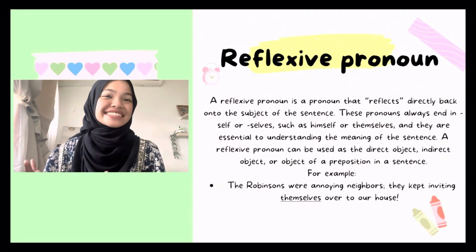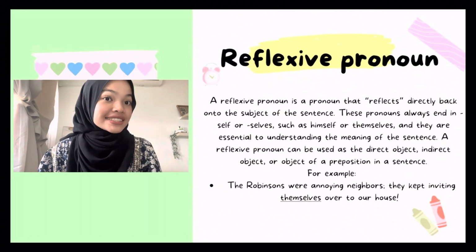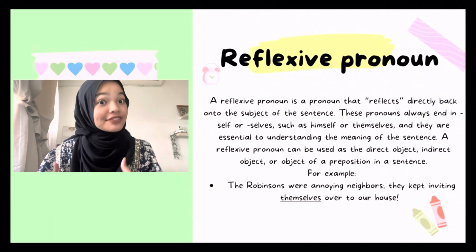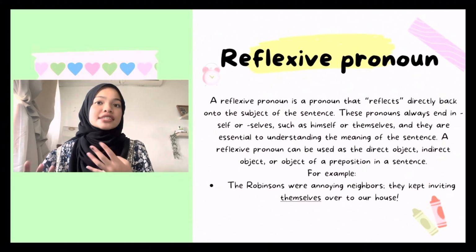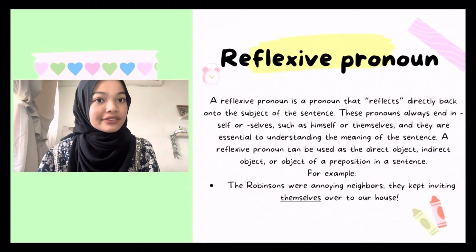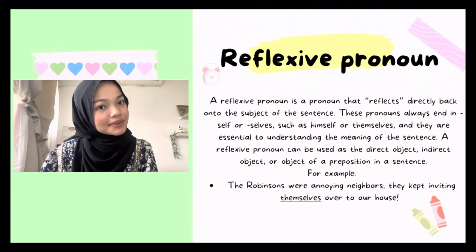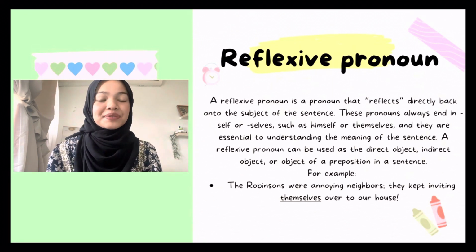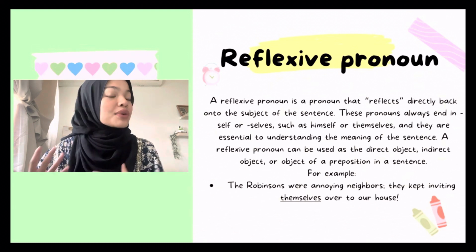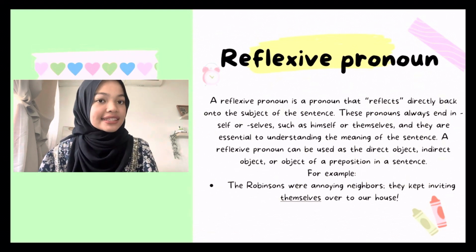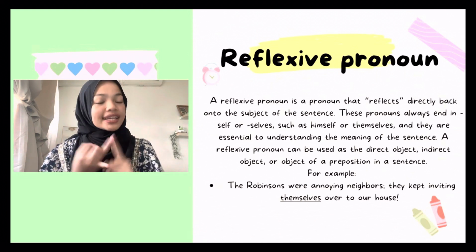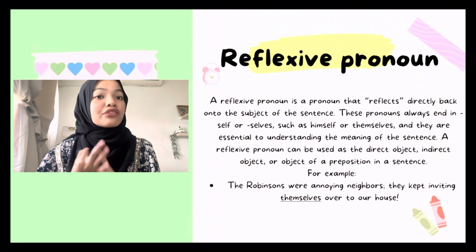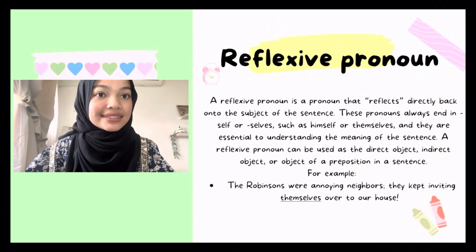So, what is a reflexive pronoun? A reflexive pronoun is a pronoun that reflects directly back onto the subject of the sentence. This pronoun always ends in self or selves, such as himself or themselves. And they are also essential to understanding the meaning of the sentence. A reflexive pronoun can be used as the direct object, indirect object, or object of a preposition in a sentence.